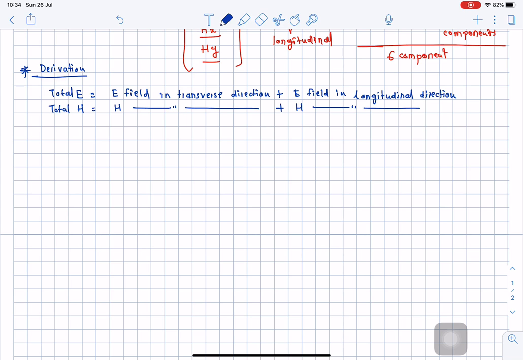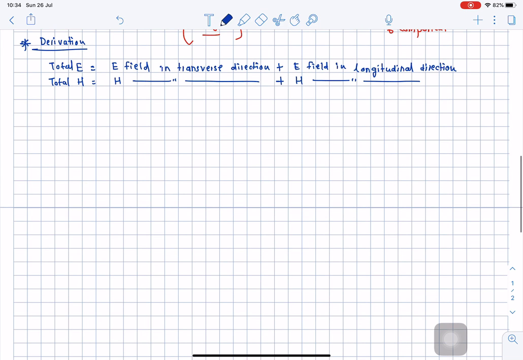First of all, we need to write the general equation for the total electric field and total magnetic field. The electric field E is equal to ET, where the suffix T stands for the transverse component, plus the longitudinal component, which I will write as Ez z cap. Let us call this equation number 1. ET is the transverse component and Ez z cap is the longitudinal component, so when we add these two, we get the total electric field, right?